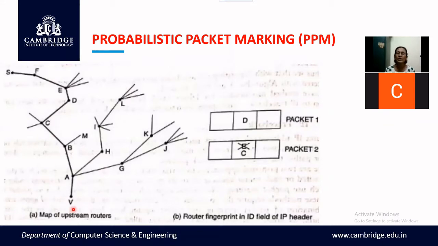It has to collect a sufficient number of packets from S to B, and using all this information, it knows that from packet 1, D is there in the route. So it knows that D, C, B, A, V is one path. It has to keep collecting packets wherein S will be writing, F will be writing, and E will be writing, and from that it will trace the path. So this is probabilistic packet marking.